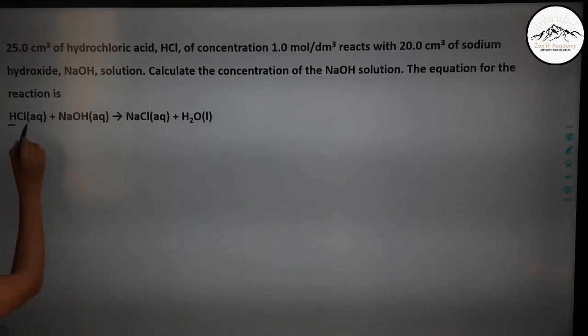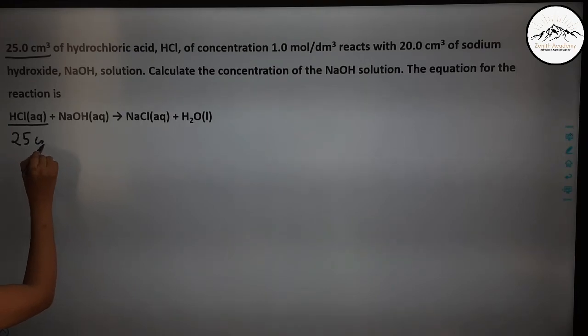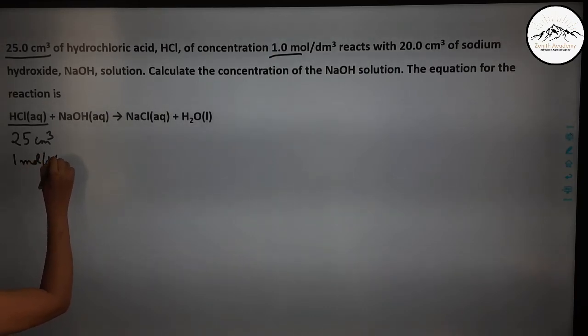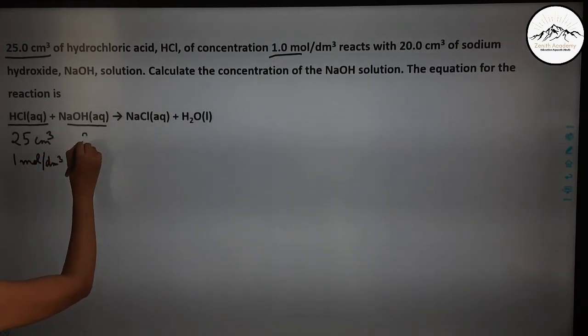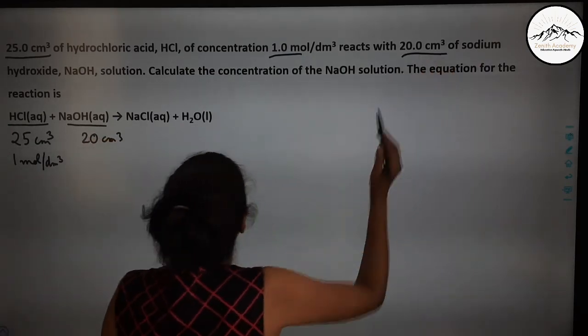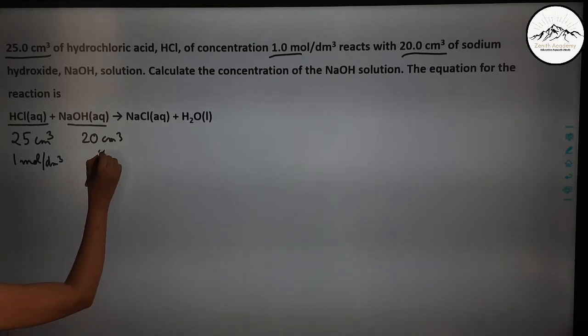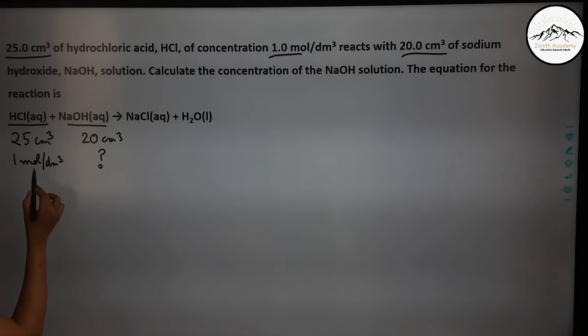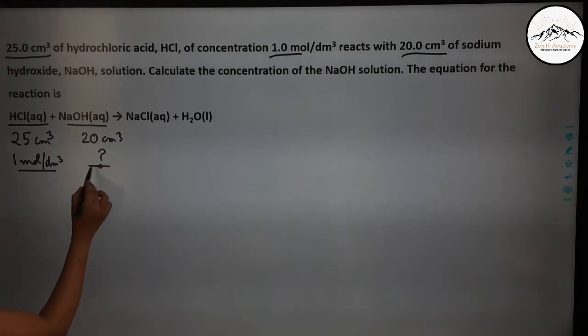So here, for HCl, they have given the volume 25 cm³ and they have given the concentration, which is 1 mol/dm³. Now for NaOH, they have given the volume as 20 cm³. You can see here 20 cm³ and the concentration is asked. So if we know the volumes of both and the concentration of one, then we can find the concentration of the other one. So let's go ahead.